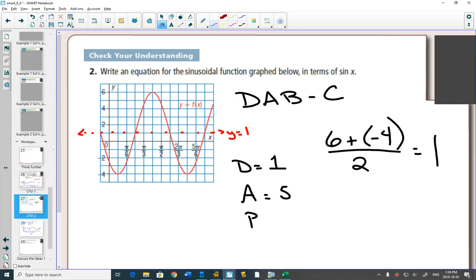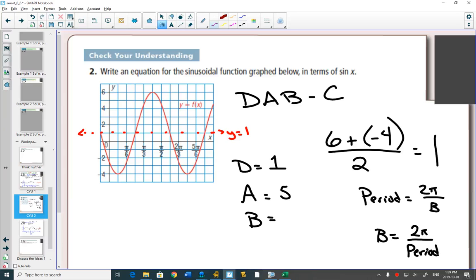Our b value. Well, we always figured out our period from our b value. And we had a formula that said period is 2 pi over our b value. And then underneath that formula, I also said we can rearrange this and say that our b value is 2 pi divided by our period. And this is going to be helpful in this situation.